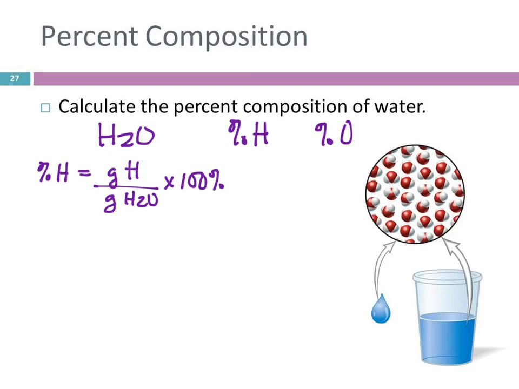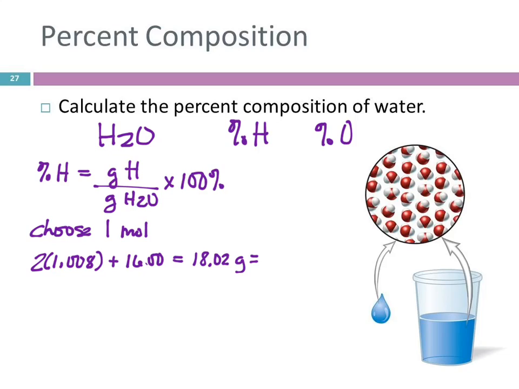Could we find the mass of 1 mole? Yeah, the mass of 1 mole. So we're just going to choose 1 mole. You can do it other ways if you want, but this is what I recommend. Choose 1 mole. Then we can find the mass of 1 mole of water. It's the molar mass: 18.02 grams is equal to 1 mole. So here in the equation, the mass of water is going to be 18.02 grams.